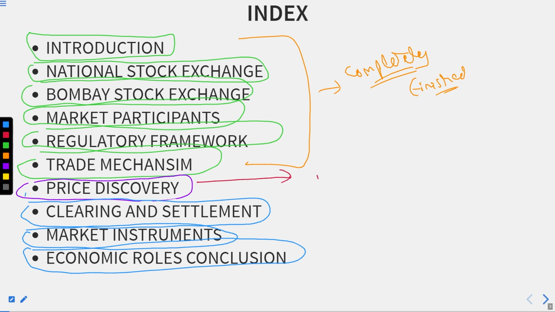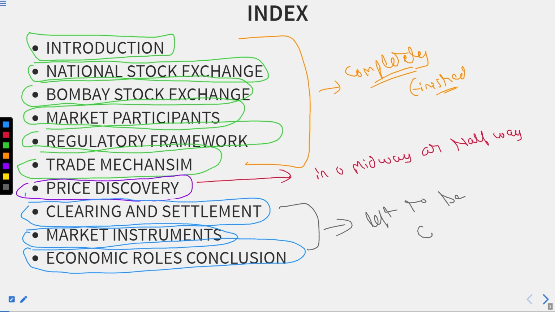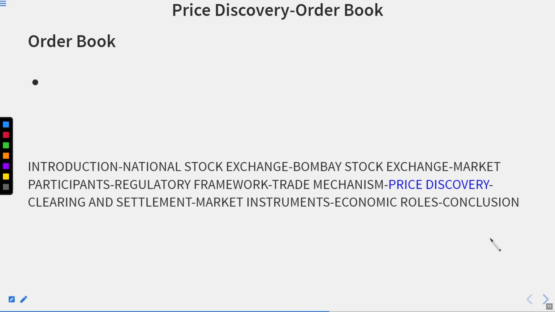Price discovery is midway or halfway. We had just started in the previous lecture and we had just discussed several facts and figures only. These topics are left to be covered. So this is the conclusion of our progress in the Indian capital market so far: completely finished topics, midway or halfway topics, and topics left to be covered. So we will start from where we ended in the previous lecture.